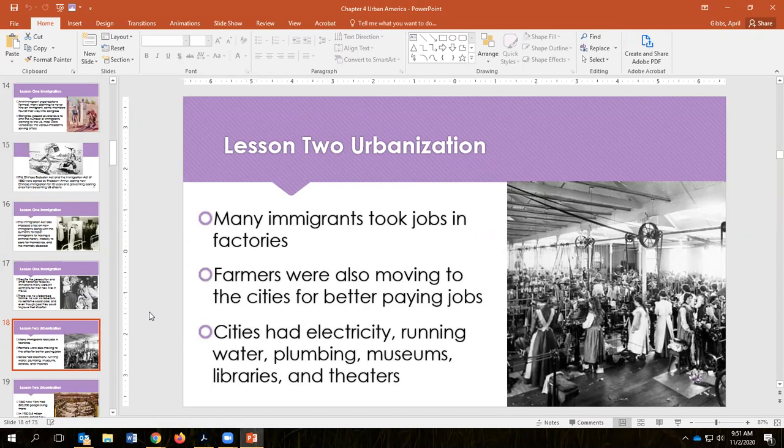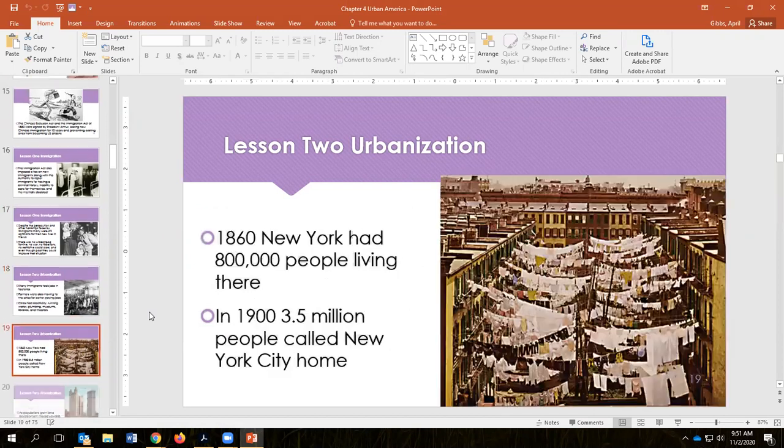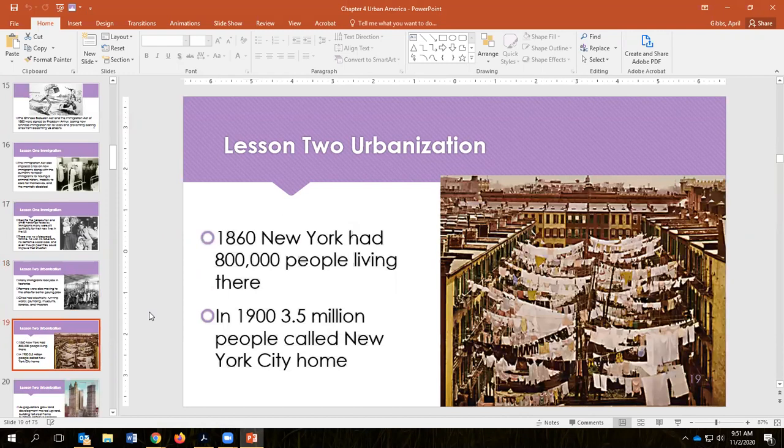Cities had electricity, running water, plumbing, museums, libraries, and theaters. So there was way more to do. Cities had been built up. In 1860, New York had 800,000 people living there. In 1900, 3.5 million people called New York City home.